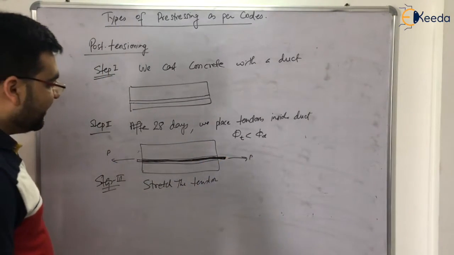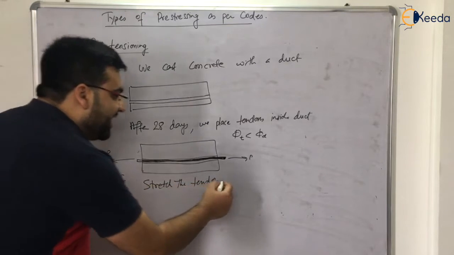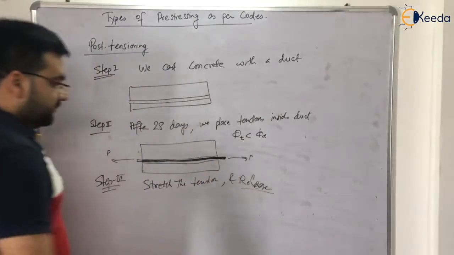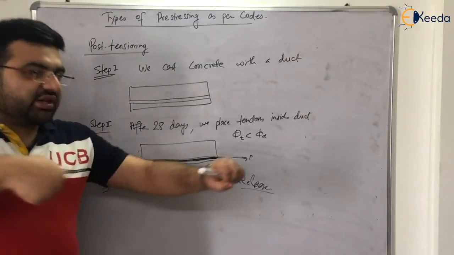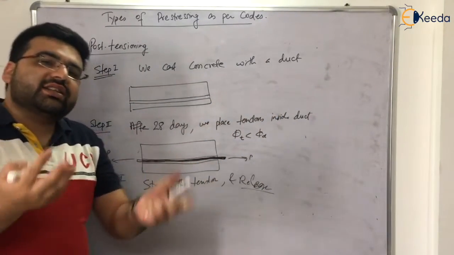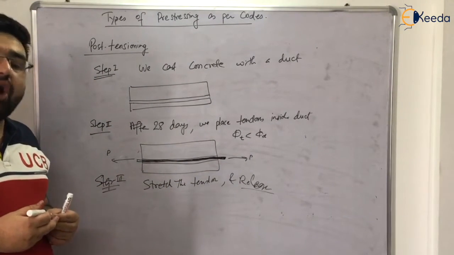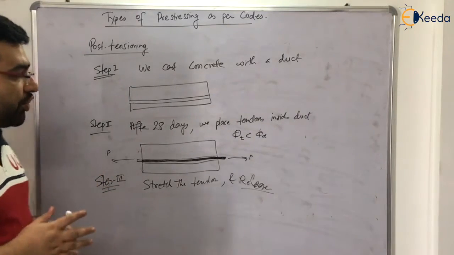Now the question is, in step 3, stretch the tendon and release. Now the question is, sir, if you stretch the tendon and release it, what is the point? Because it is not in contact with the concrete, how will the concrete beam get compressed? The question is very good.